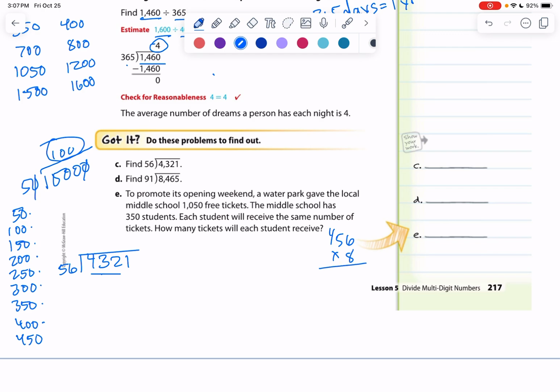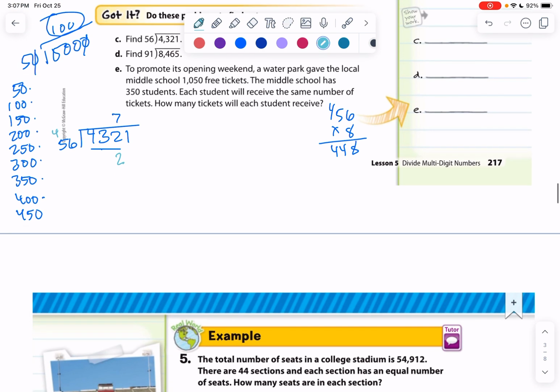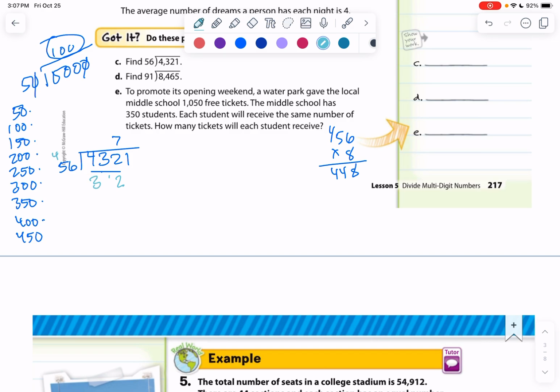8 times 6 is 48. 8 times 5 is 40, plus 4 is 448. So actually it won't go in 8 times. It's going to have to be 7. So let's do that again. 7 times 6 is 42. 7 times 5 is 35. Plus 4 is 39. Then we subtract.